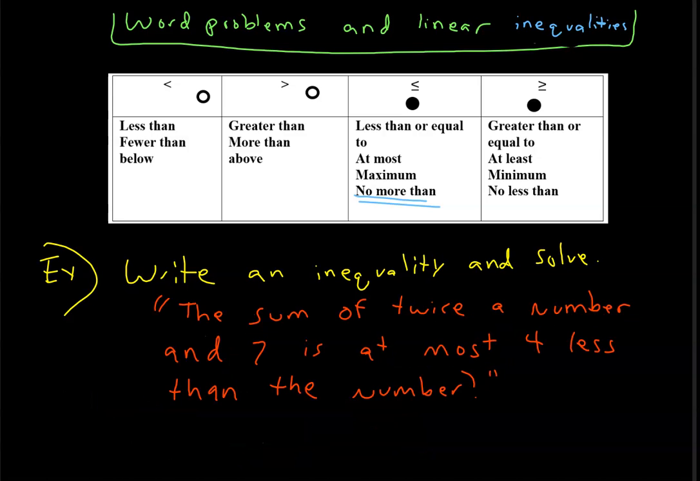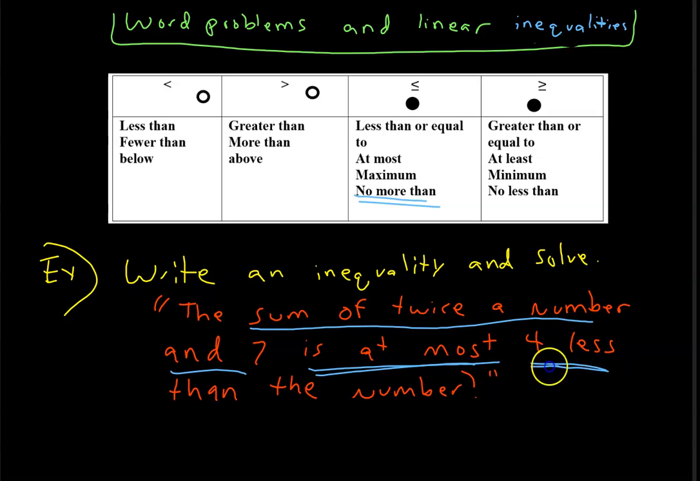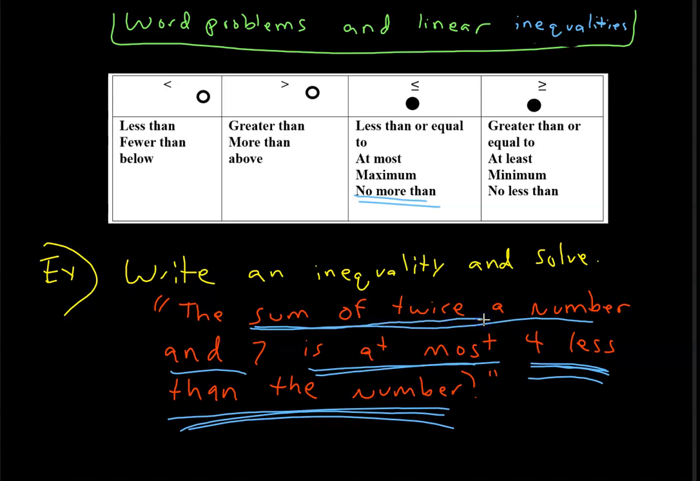All right, so here's a new one. It says write an inequality and solve. And the problem says the sum of twice a number and 7 is at most 4 less than the number. All right, so let's come up with that inequality. The sum means that add, twice a number means 2 times x, and 7. So it's going to be the sum of twice a number and 7. That's 2x plus 7.